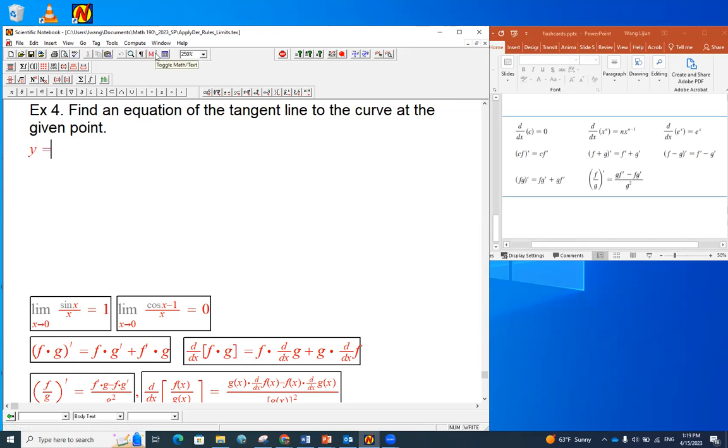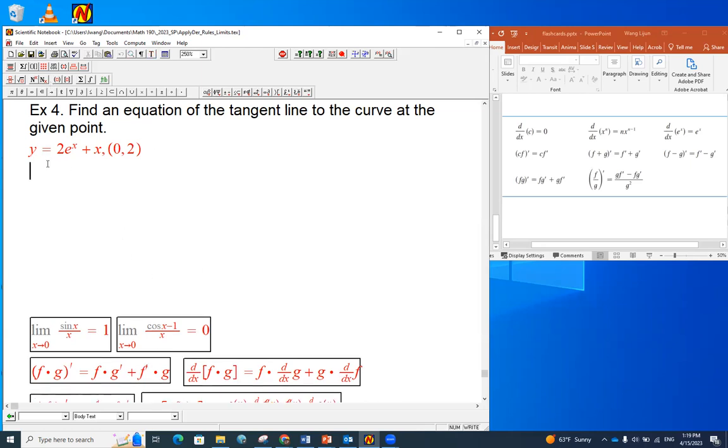Okay, so y equals 2 times e to the power x plus x. The given point is 0, 2. Well, the function obviously is differentiable everywhere in the domain of the function. The domain is all real numbers. So in order to find the tangent line to the curve at the given point, and we know that point is x equals 0, right? So let's take a derivative.